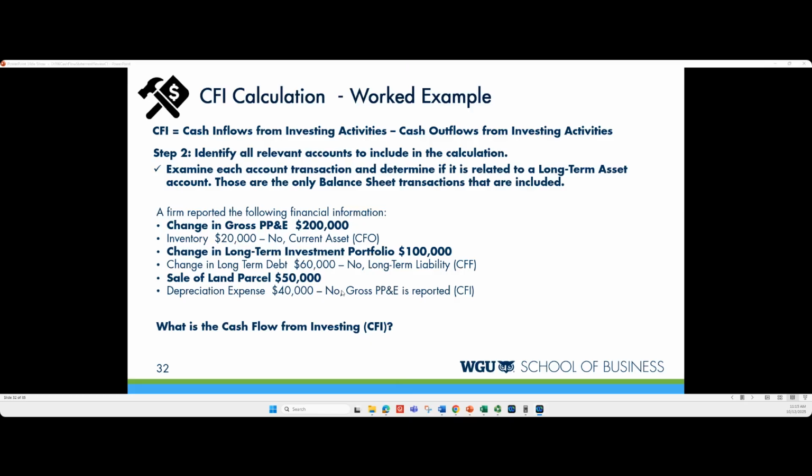Okay, sale of a land parcel. That's included because that's a long-term asset that we have disposed of. We've sold it. And then our depreciation expenses, no, that is not reported in our CFI. And I think I have a typo here. I need to change that. So your depreciation expense is reported in your cash flow from operations.